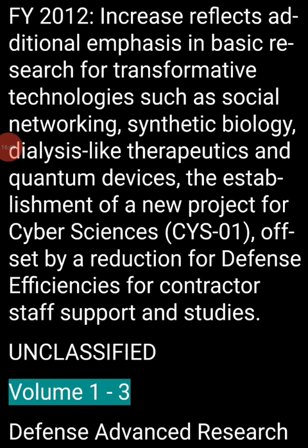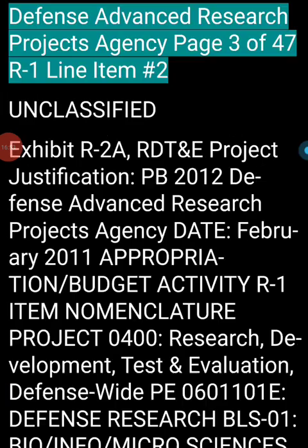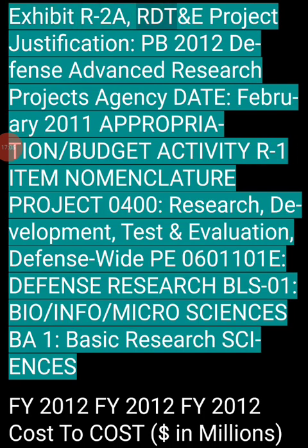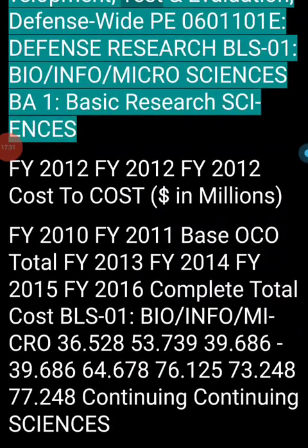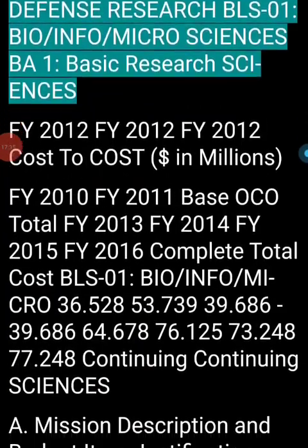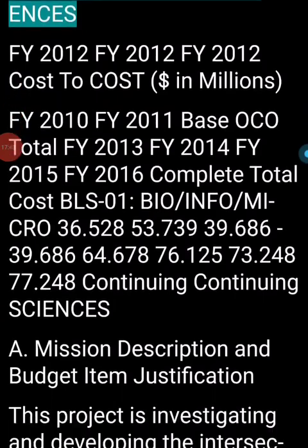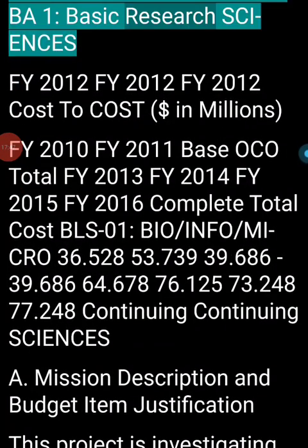Unclassified. Volume 1-3. Defense Advanced Research Projects Agency, page 3 of 47, R1. Exhibit R2A, RDT&E Project Justification, PB 2012 Defense Advanced Research Projects Agency, date February 2011. Appropriation/budget activity 0400, research, development, test and evaluation, defense-wide. R1 item nomenclature: PE 0601101E, defense research sciences. Project BLS1, Bio/Info/Microsciences. BA1, basic research.